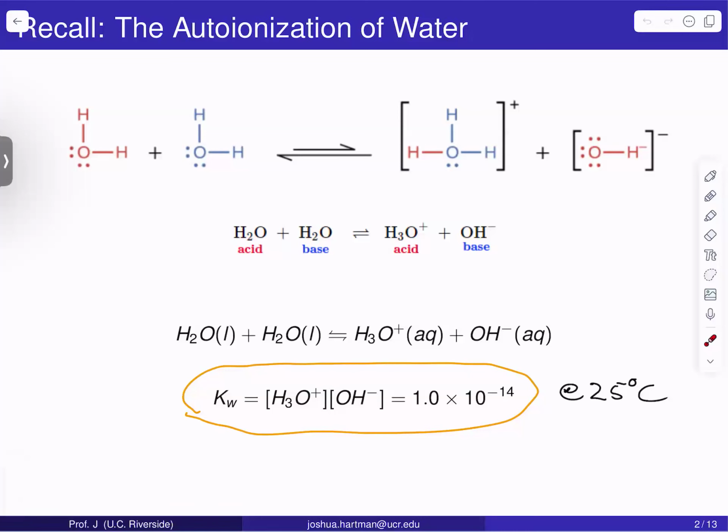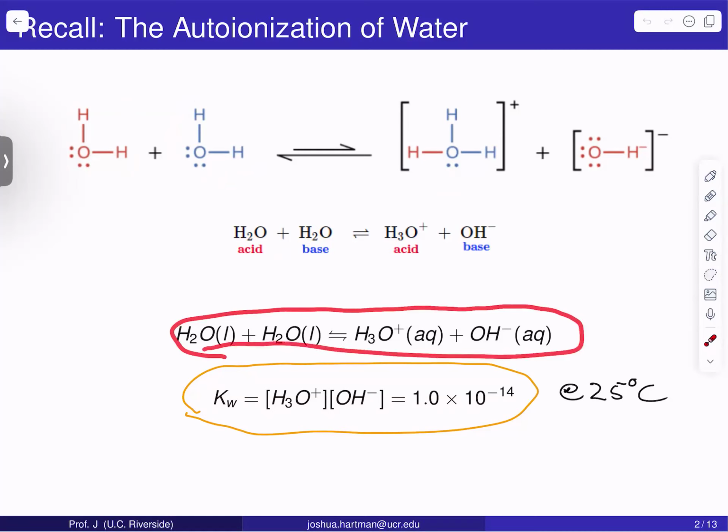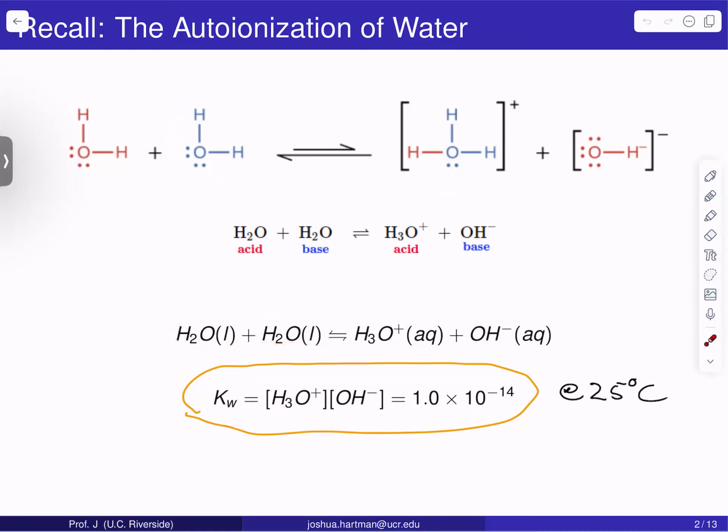So I want to start off with a quick recap. In the previous lecture video, we introduced this concept of the autoionization of water, where we see water essentially reacting with itself, transferring a proton from one water molecule to another to form hydronium ions and hydroxide ions. If you write out this autoionization reaction, you can form the associated equilibrium constant, which we have a special name for. We call it Kw, which is the product of the concentrations of hydronium and hydroxide. And of course, that's equal to 1.0 times 10 to the minus 14 if we're at 25 degrees Celsius.